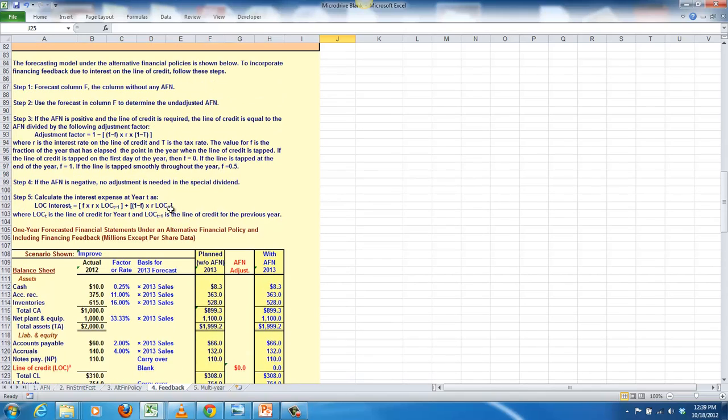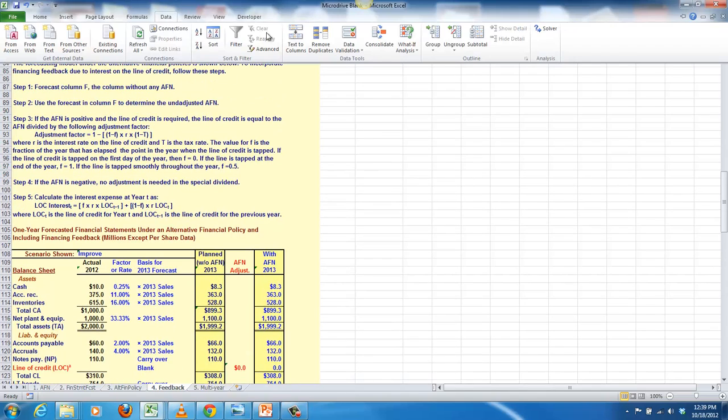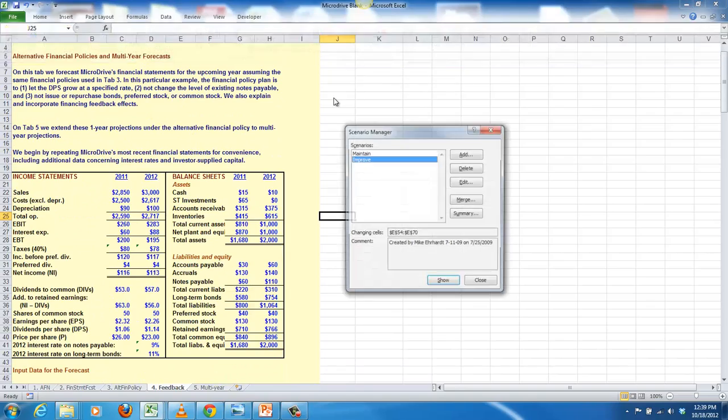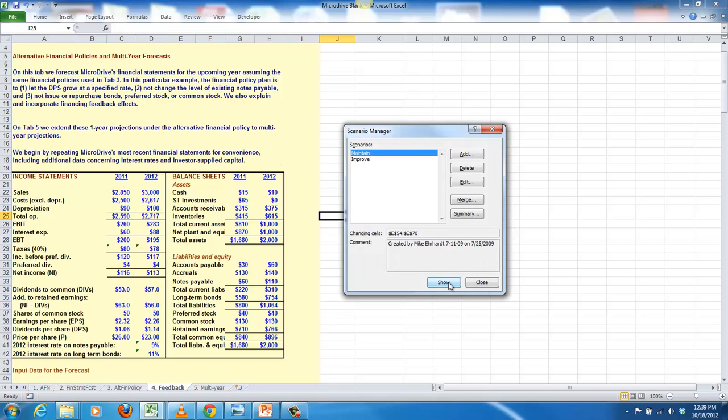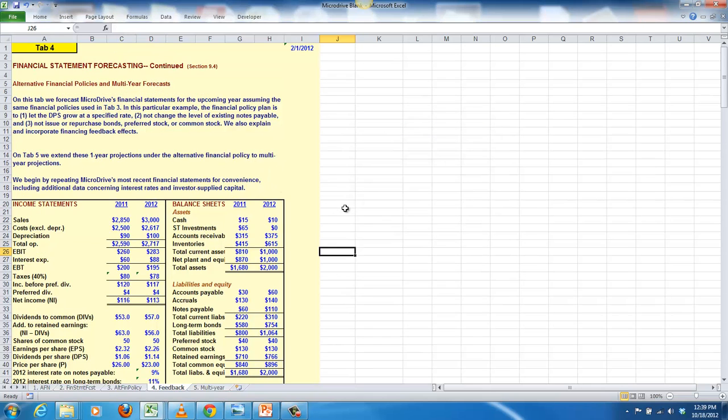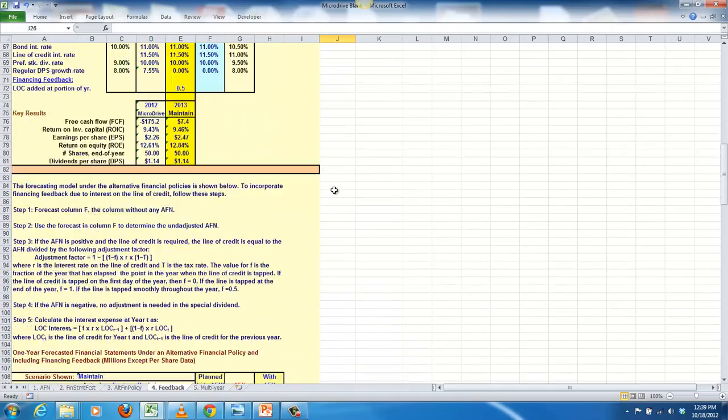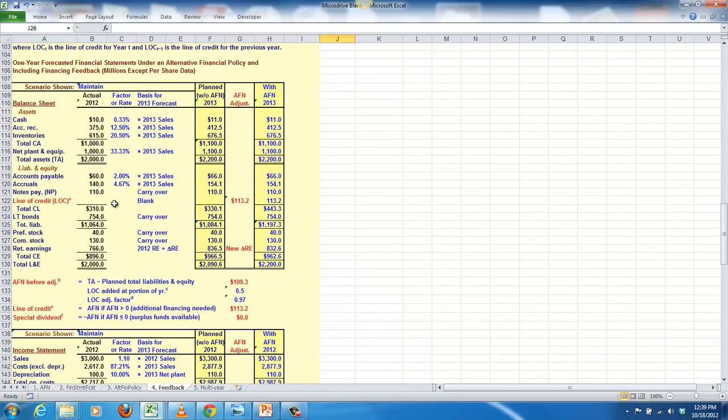But if we change this, so I'm going to go up here to Data, What If Analysis, Scenario Manager. I'm going to go to Maintain. If I do that and I go down here, we see something different. In this case, we have an additional line of credit. We need to borrow $113.2 million. The additional funds needed before the adjustments is $109.30. And then we're going to make two adjustments.